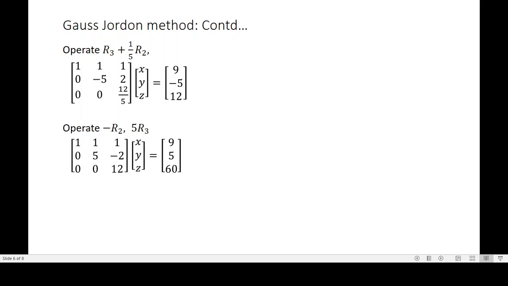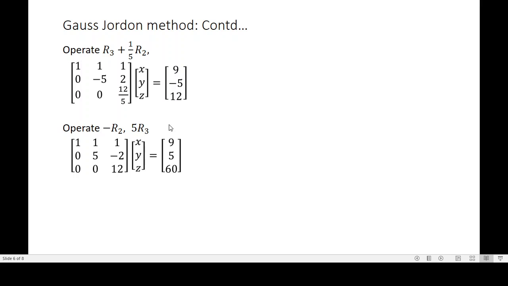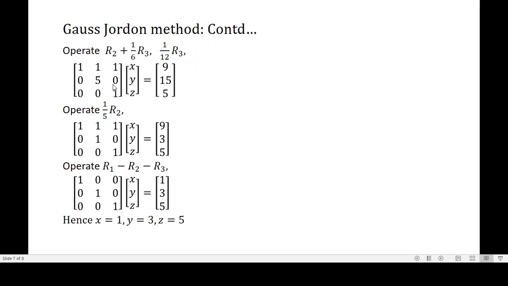Okay, so let us consider the next row operation. Operation is R2 plus 1 by 6 R3. R2 plus 1 by 6 R3. So this is R2. This is multiplied by 1 by 6. 12 divided by 6 is equal to 2. Minus 2 plus 2 is equal to 0. So this element is equal to 0. Right? Yes. This is equal to 0.